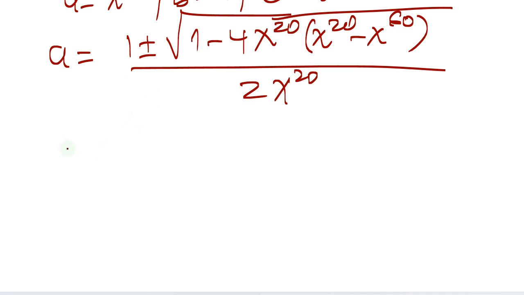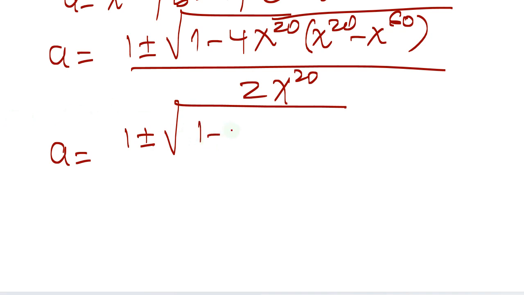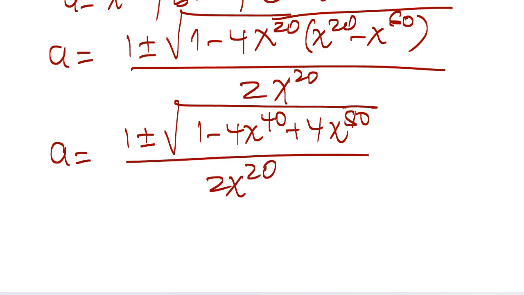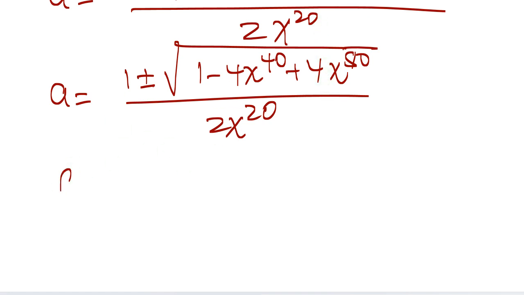And then a is going to be equal to 1 plus or minus the square root of this one here. Multiplying these terms inside and organizing them, I'm going to have 1 minus 4x to the power of 40 plus 4x to the power of 80, right? And this is all divided by 2x to the 20. So then we have a equals 1 plus or minus this thing inside here.